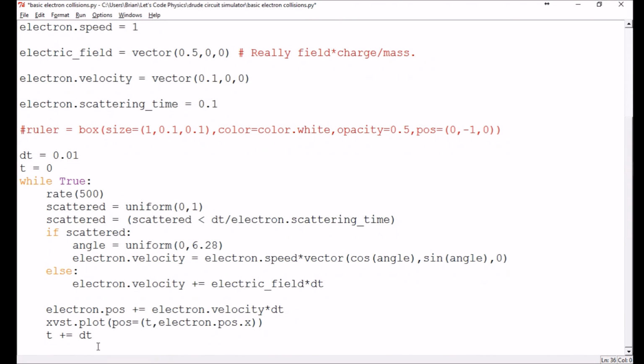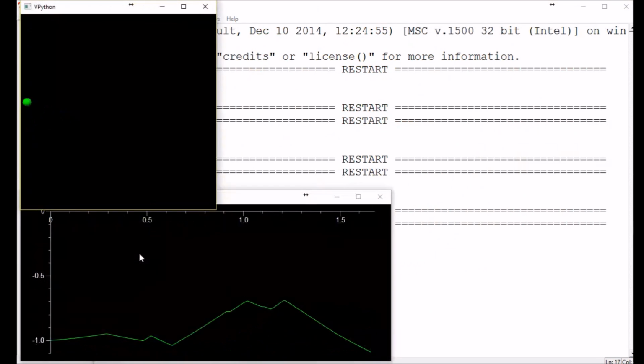So what I should get if I run this is an electron that most of the time is accelerating forward, and 1 out of every 10 frames should get scattered at a randomized angle. So let's see what that does.